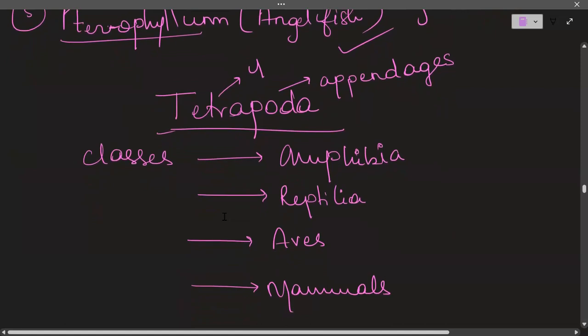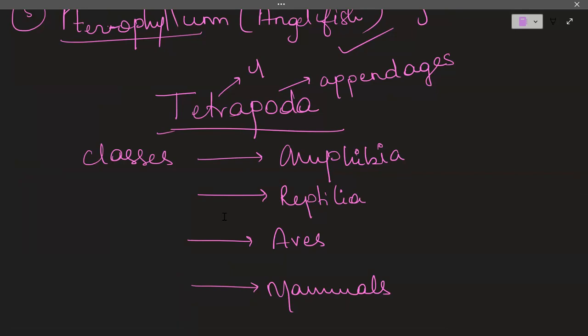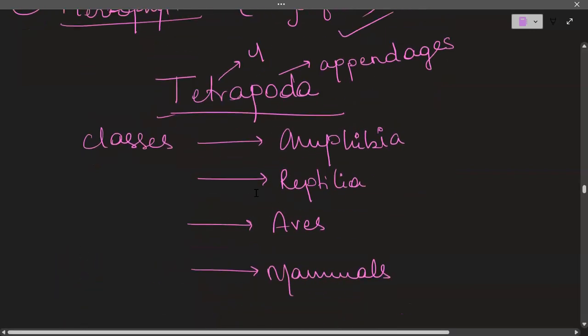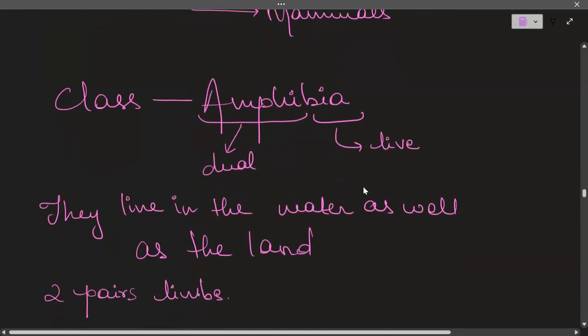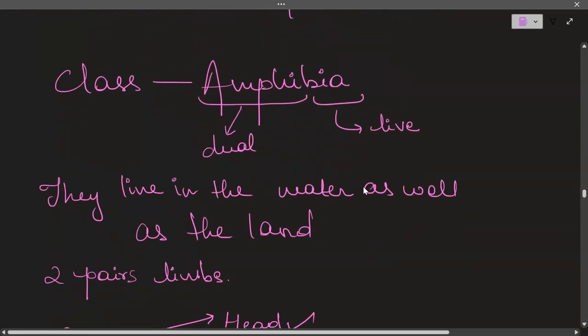Now coming on to the tetrapoda. Tetra means four. Poda means legs or appendages. So when four legs are present, that is tetrapoda. So we have various classes: amphibia, reptilia, aves, and mammals. Now, class amphibia. Amphibia, they live in water as well as the land.